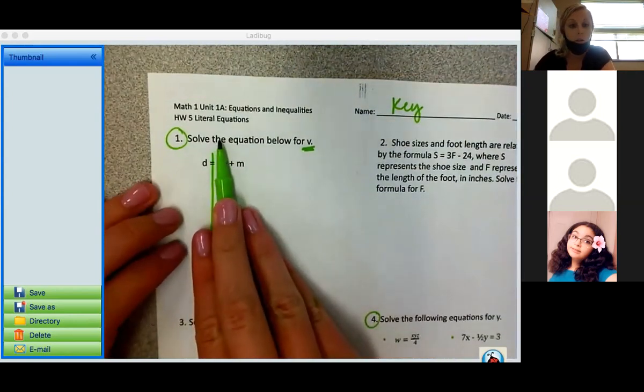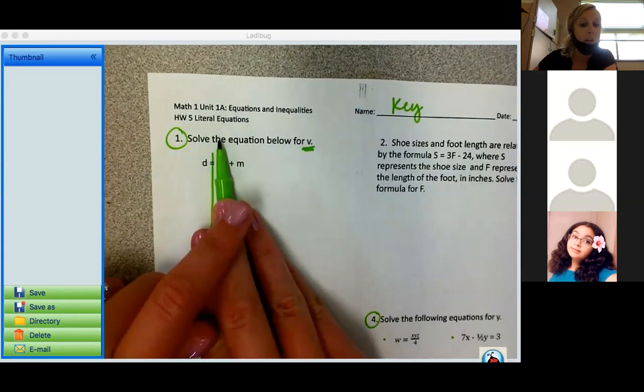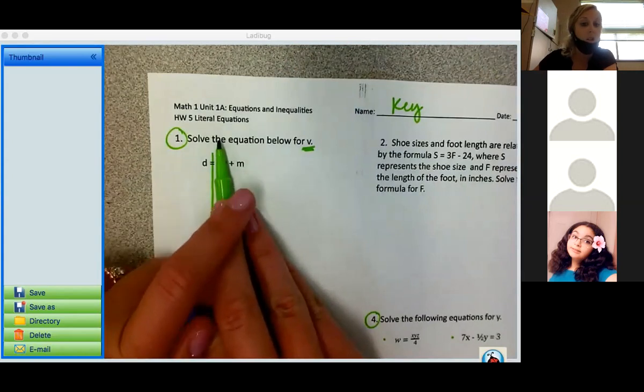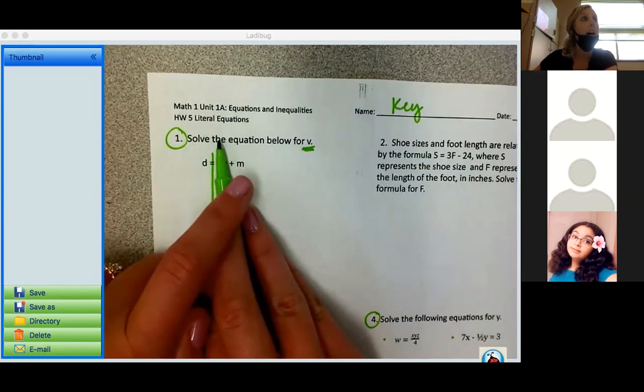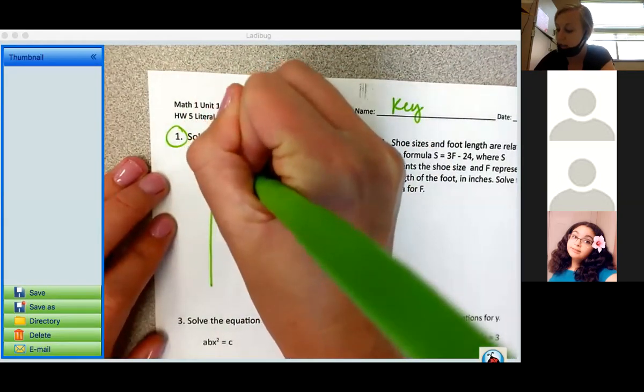So this is where you have to decide what needs to be moved. So what is on the same side as my pen, but isn't attached to the V? The M, that's what we have to move. So right now, y'all, what's the M doing? Adding. What's the opposite of adding M? There we go. So did you guys subtract M?